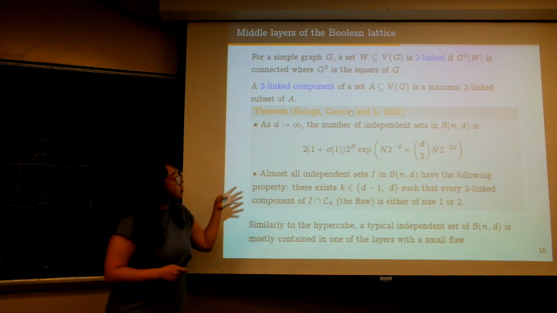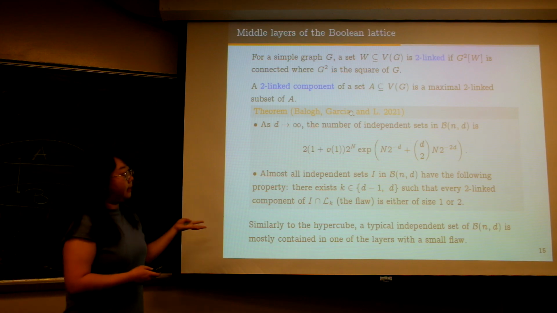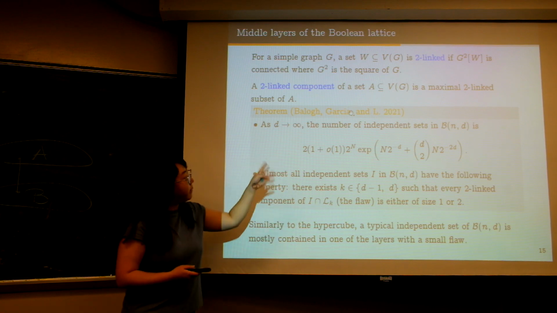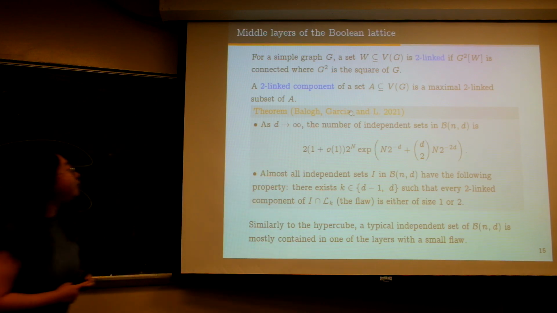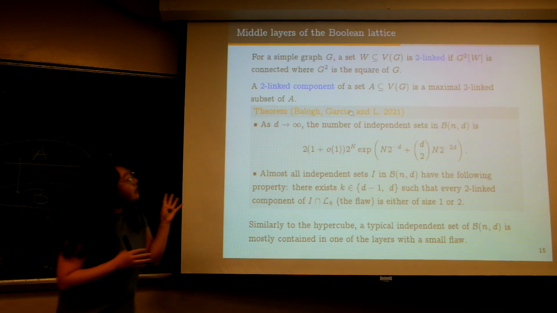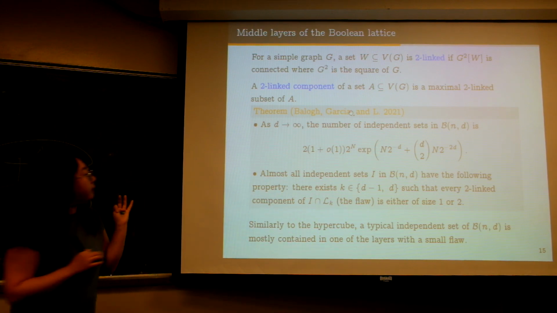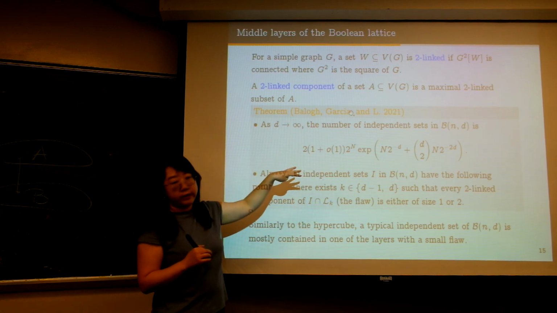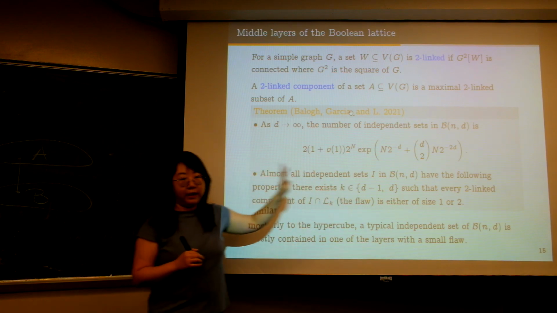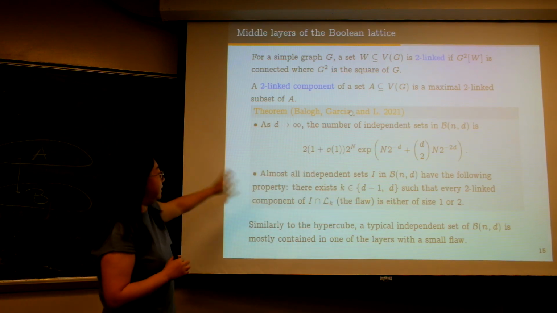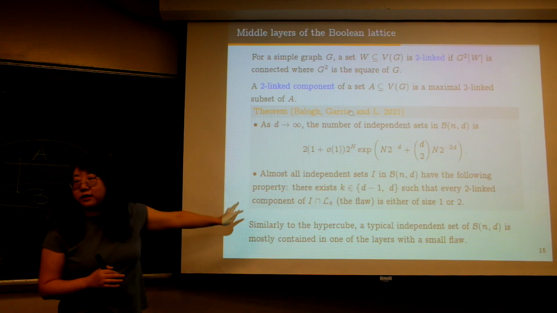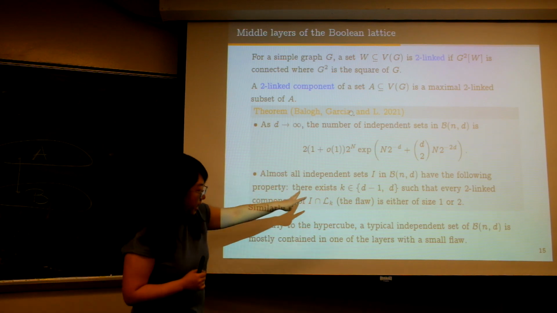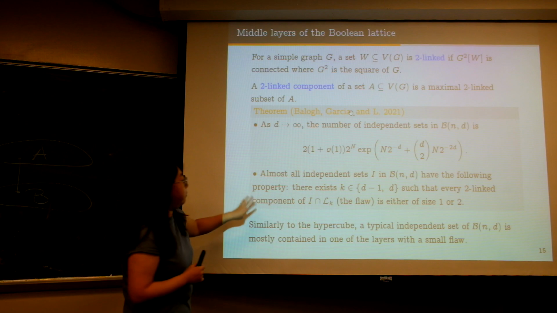So this work was actually done in my last year of PhD with my advisor Balog and also my academic brother Garcia Ramon. What we do is we study the number of independent sets on the middle two layers, and we are able to give precise asymptotic formulas for the number of independent sets. It looks super long, but you don't have to read it carefully because the next thing is more important. Essentially, we show that almost all the independent sets in the middle two layers have the following property.